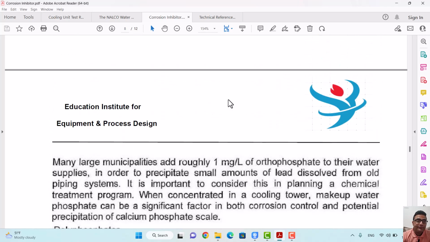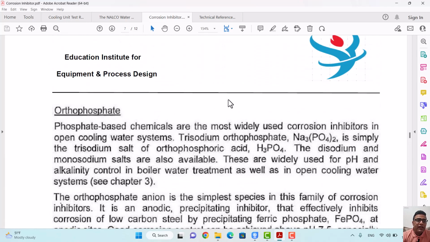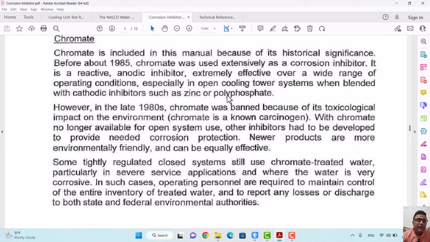inhibitors. I'm going to start with chromate. Chromate is included in this manual because of its historical significance. Before about 1985, chromate was used extensively as a corrosion inhibitor. It is a reactive anodic inhibitor, extremely effective over a wide range of operating conditions, especially in open cooling tower systems when blended with cathodic inhibitors such as zinc or polyphosphates.